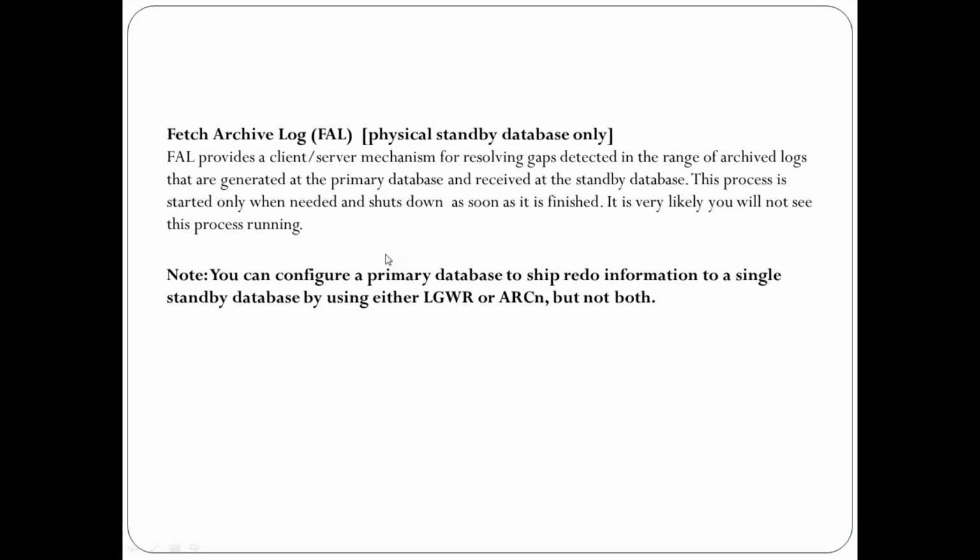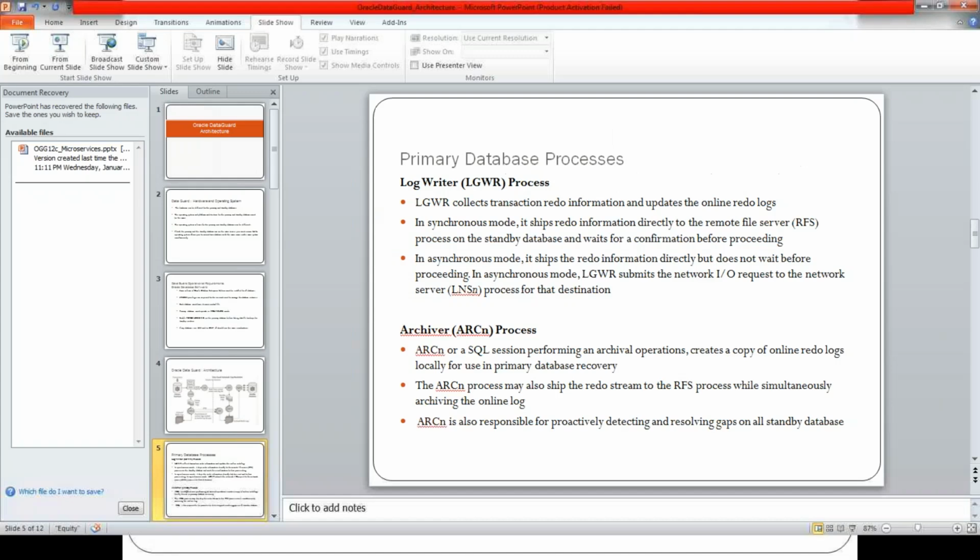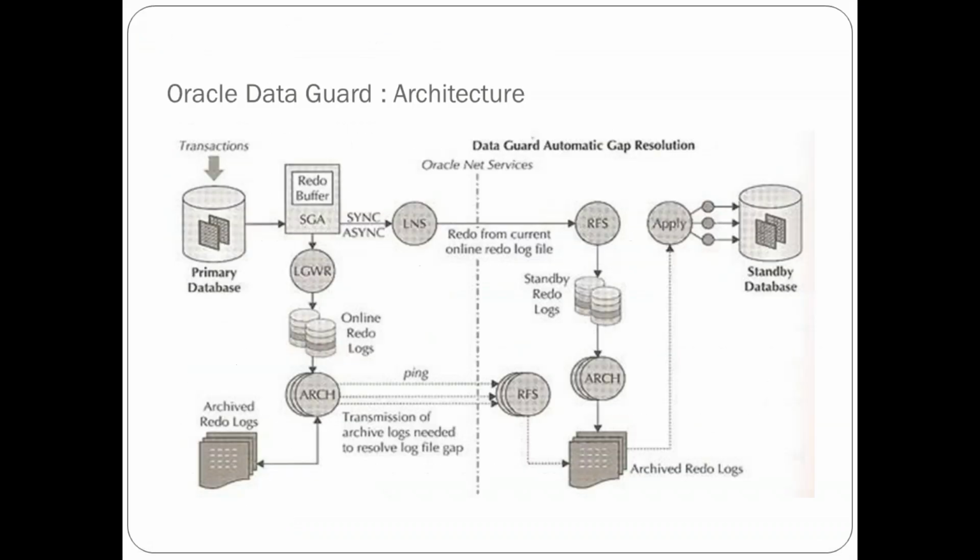Now there is a process which is known as the fetch archive log. Okay, this is the FAL, which is running in the DataGuard. This is known as the DataGuard automatic gap resolution. So what happens is, not in the sync mode, but definitely in the async mode and the below mode.